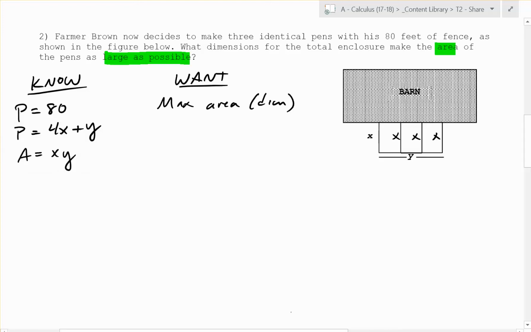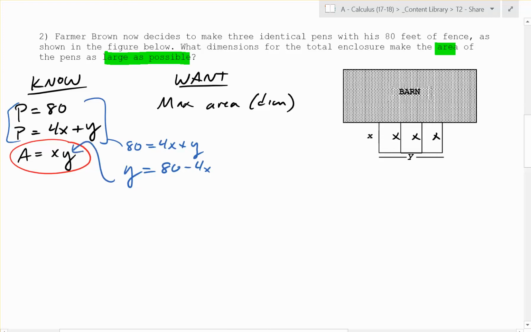But like before, we can't just take the derivative of this because it's in 2 variables. So we need to isolate y. We'll combine those two first and then isolate y. So we know 80 is equal to 4x plus y, so y is equal to 80 minus 4x. We plug that in. And what do we end up with? Area in terms of x will be x times 80 minus 4x. So A of x is 80x minus 4x squared.